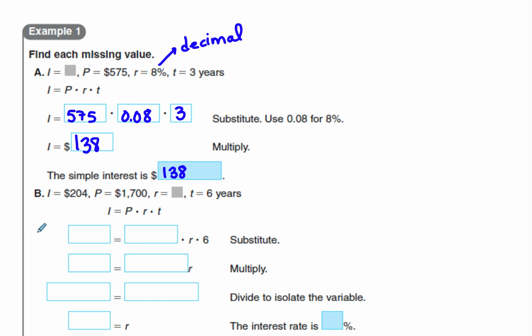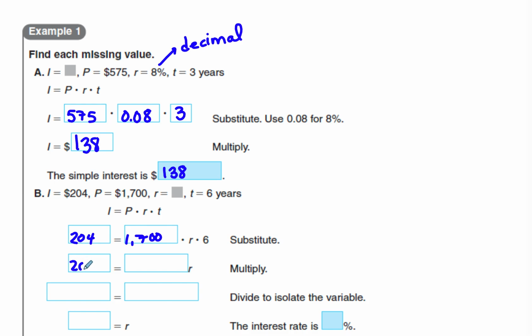All right, let's go ahead and take a look at our next one. So here we have interest of $204. Principal is $1,700. We don't know the rate. Our time is 6 years. So we're going to substitute our numbers into our formula, and then we're going to solve. Interest, $204, equals our principal, $1,700, times our rate, we don't know, times time, 6 years.